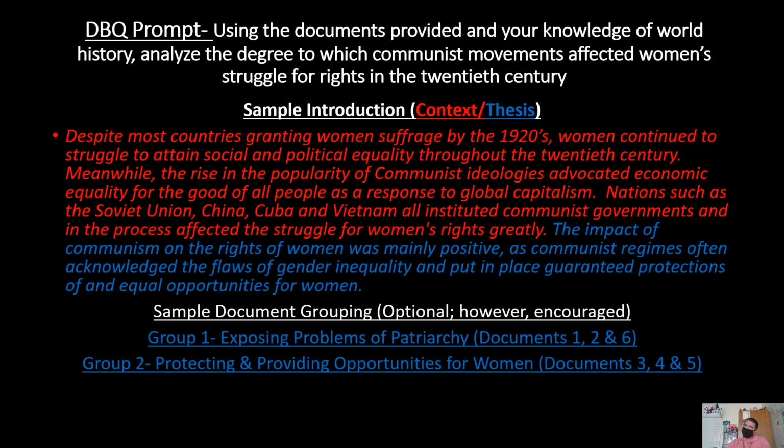Maybe the second, maybe 3 paragraphs. That may work better. But the second paragraph, let's say, I lump all these documents together. Again, you need to briefly address each one. You can't just say 3, 4, and 5 all had to do with protecting and providing opportunities for women. You need to go a little bit more in detail than that, but again, a sentence or 2 for each is fine. You need to demonstrate that you understand what the document says and you understand how that relates to your thesis, to your argument, how it supports your argument.